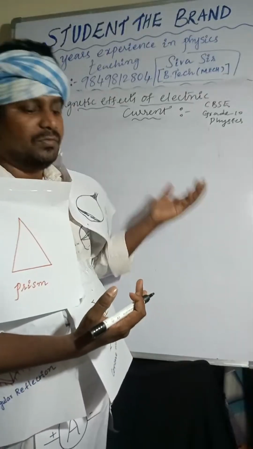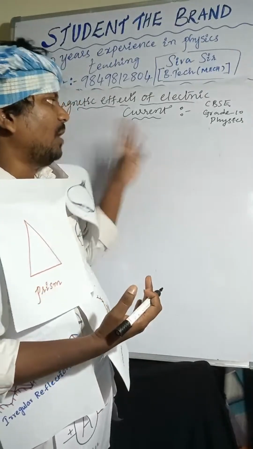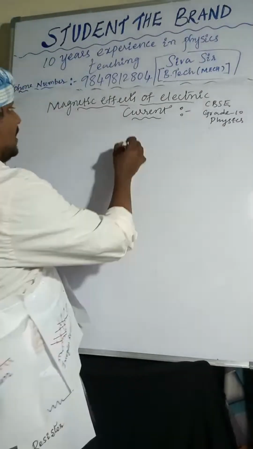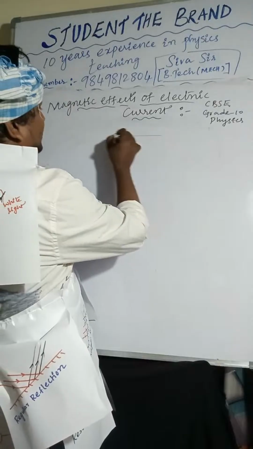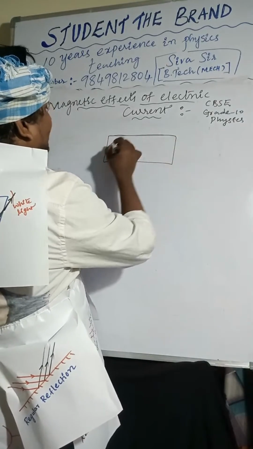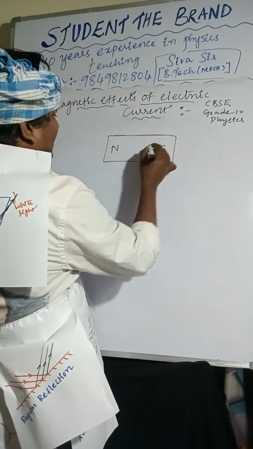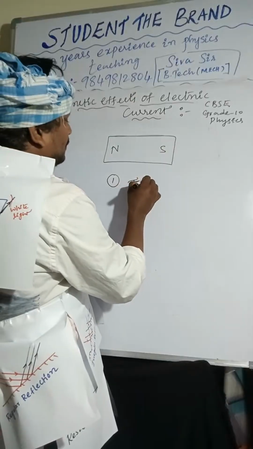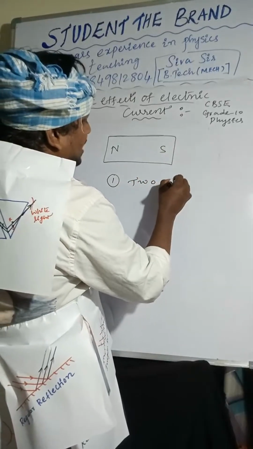So we are discussing now the properties of the magnet. Here I'm considering a bar magnet. The first property: a magnet has two poles. The two poles have equal strength.